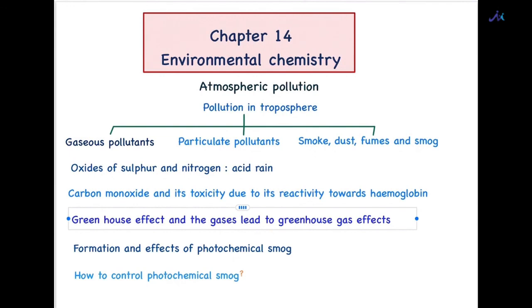In this topic, you can expect the following questions related to oxides of sulfur and nitrogen and resulting acid rain, carbon monoxide and its toxicity due to its reactivity towards hemoglobin, greenhouse effect and gases that lead to greenhouse effects, formation and effects of photochemical smoke, how to control photochemical smoke.